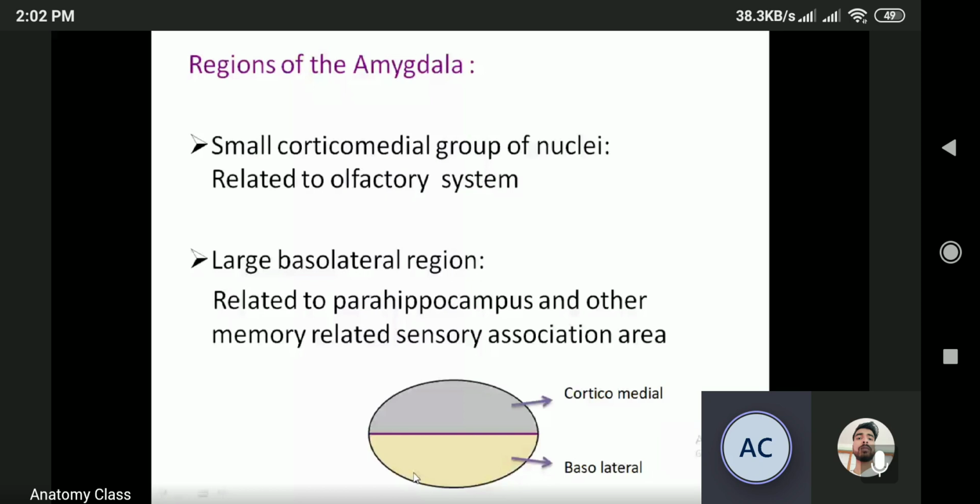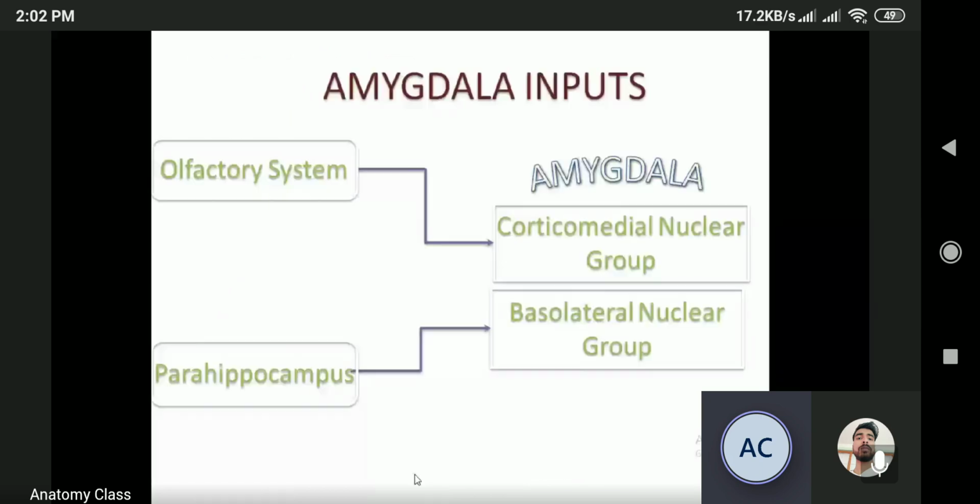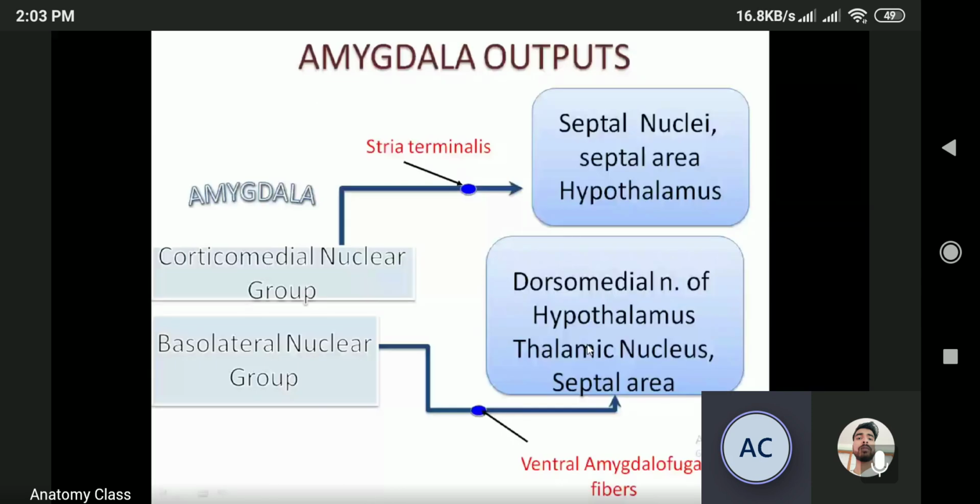The input is to the corticomedial nuclear group from the olfactory system and to the basolateral nuclear group from the parahippocampus, as well as some memory-related cortical association areas. The output of the amygdala from the corticomedial nuclear group goes to the septal nuclei of the septum pellucidum, the septal area of the paraterminal gyrus, and the anterior and preoptic nuclei of the hypothalamus through the stria terminalis.